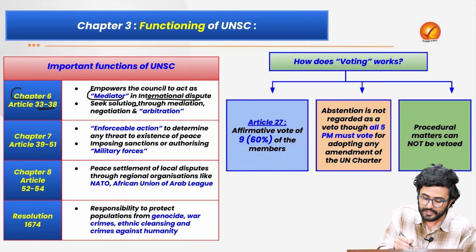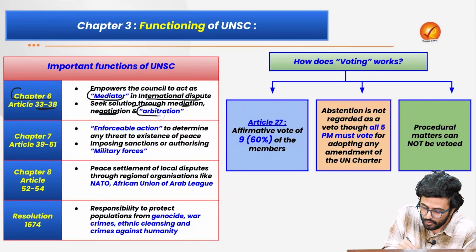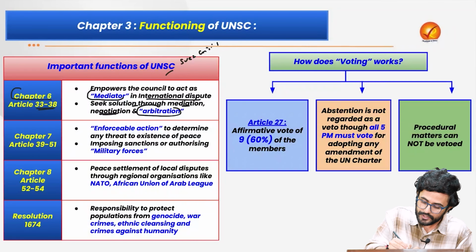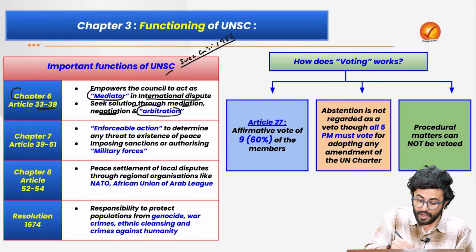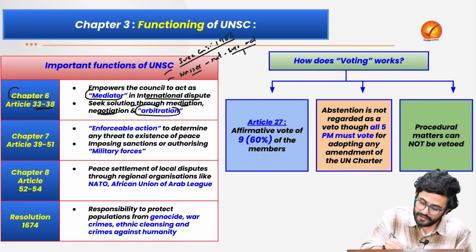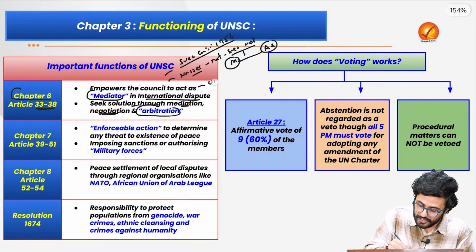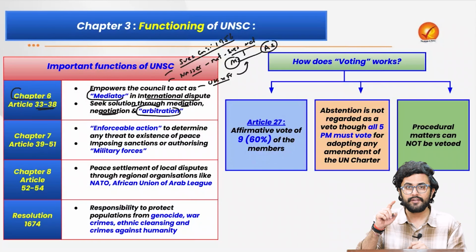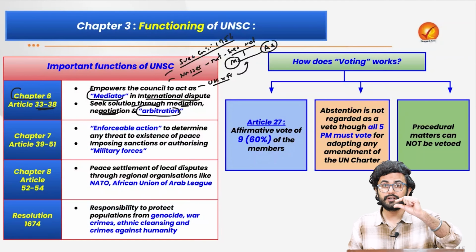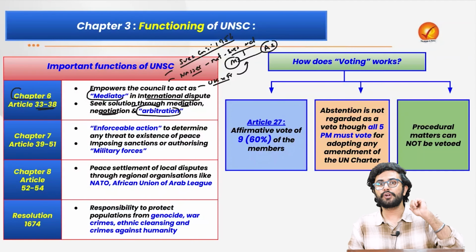Also, the United Nations Security Council can seek solutions through mediation, negotiation and arbitration. A very classic example of that is the Suez crisis which took place in 1956, when the then Egyptian President Nasser nationalized the Suez Canal. The Suez Canal basically connected the Mediterranean Sea to the Arabian Sea. Countries like UK and France, which were earlier controlling the Suez Canal, realized they had lost a very important strait for their trade, as well as their control over a very important geopolitical area of that time.